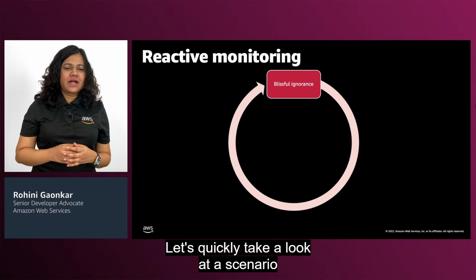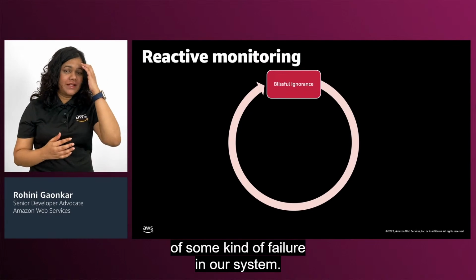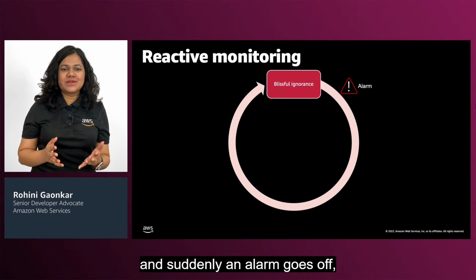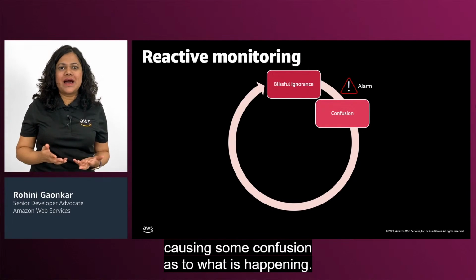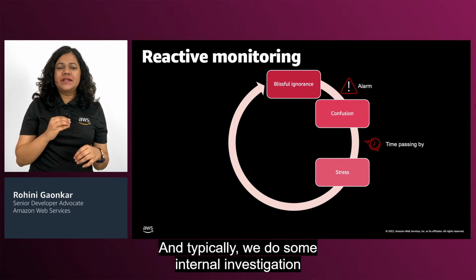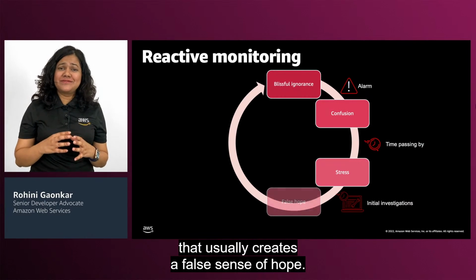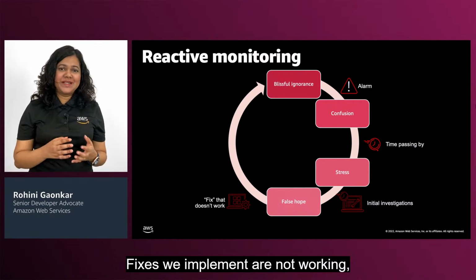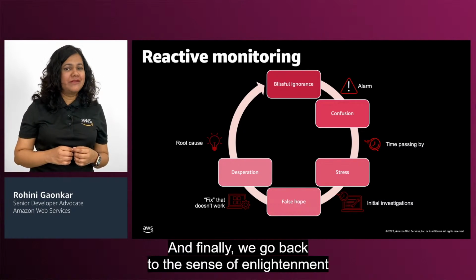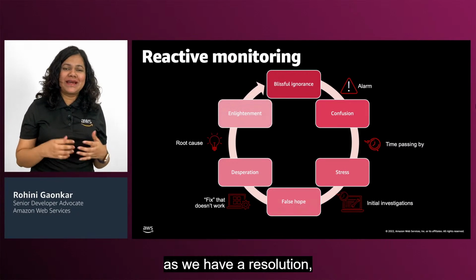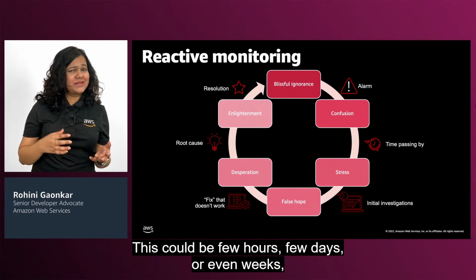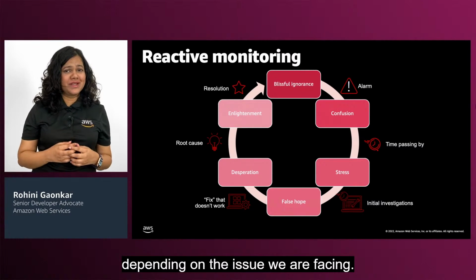Let's quickly take a look at a scenario of some kind of failure in our system. We come into the office blissfully ignorant and suddenly an alarm goes off, causing some confusion as to what is happening. As time passes by, we start to get a little stressed, and typically we do some internal investigation that usually creates a false sense of hope. Fixes we implement aren't working, so we get desperate until someone figures out the root cause. And finally, we go back to the sense of enlightenment as we have a resolution and we go back to being blissfully ignorant. This could be a few hours, a few days, or even weeks depending on the issue we are facing.